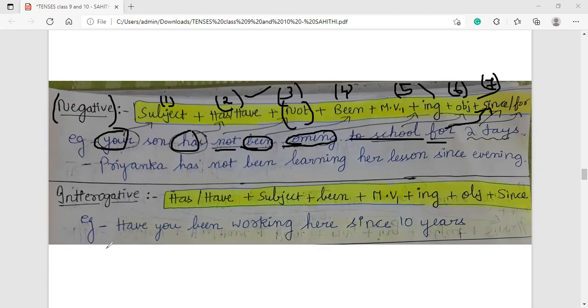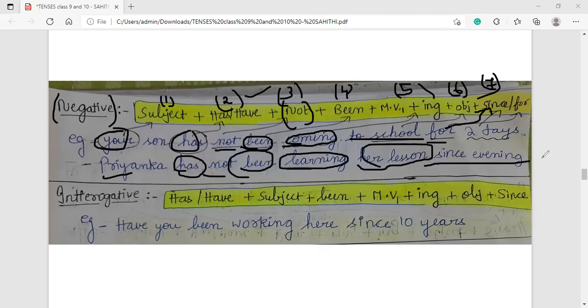Okay, so like that. Priyanka has not been learning her lesson since evening. Priyanka is the subject, has is what? Has, yes, helping verb, not is the negativity, been is the continuous tense helping verb, learning is the verb form, her lesson is the object, since evening is the time. Okay, got it clear now?